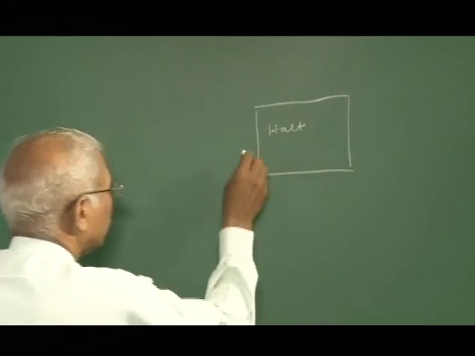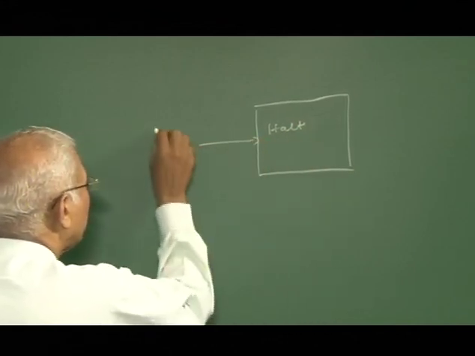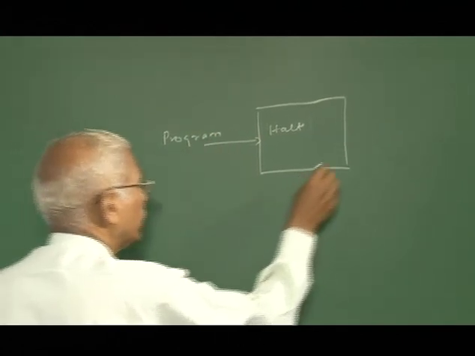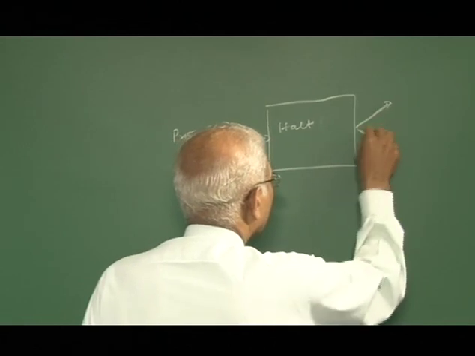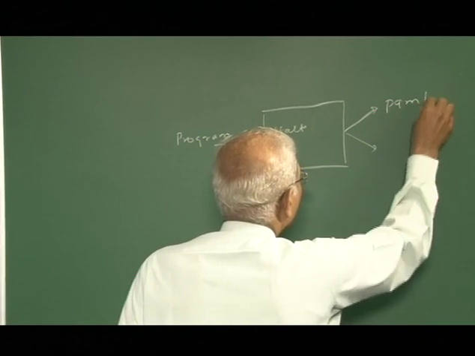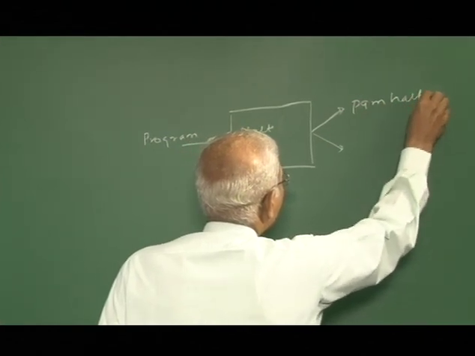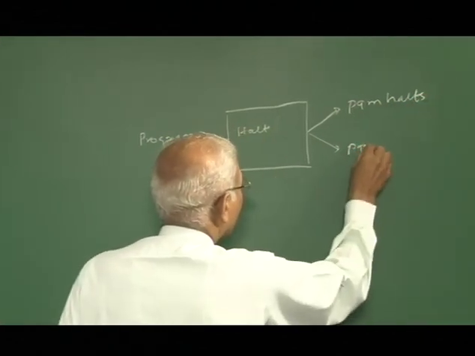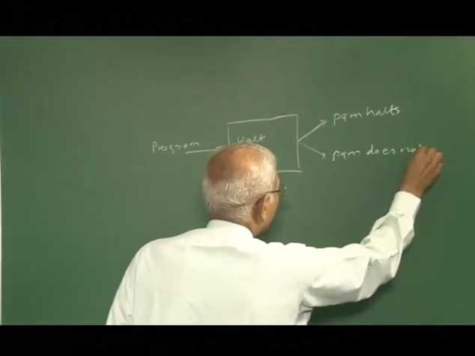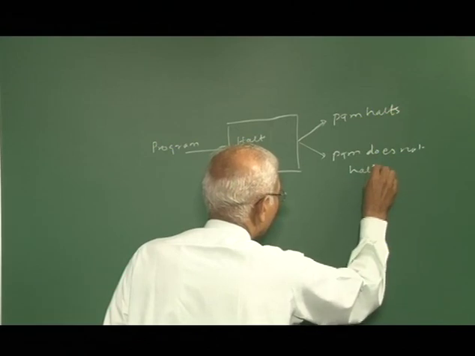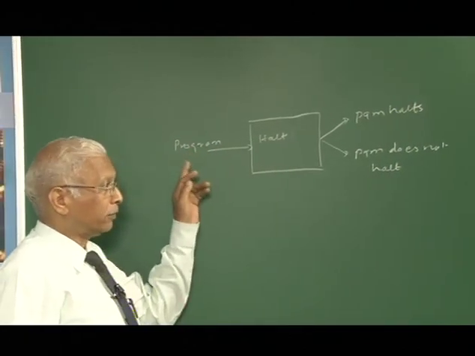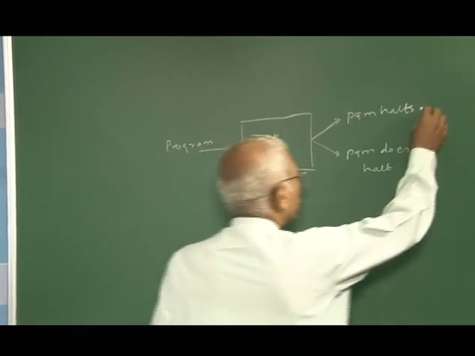Halt. Okay. So, the input is an arbitrary program, your own program say, then the output will be: the program halts, or the program does not halt. Only if the program halts, then this output is possible.